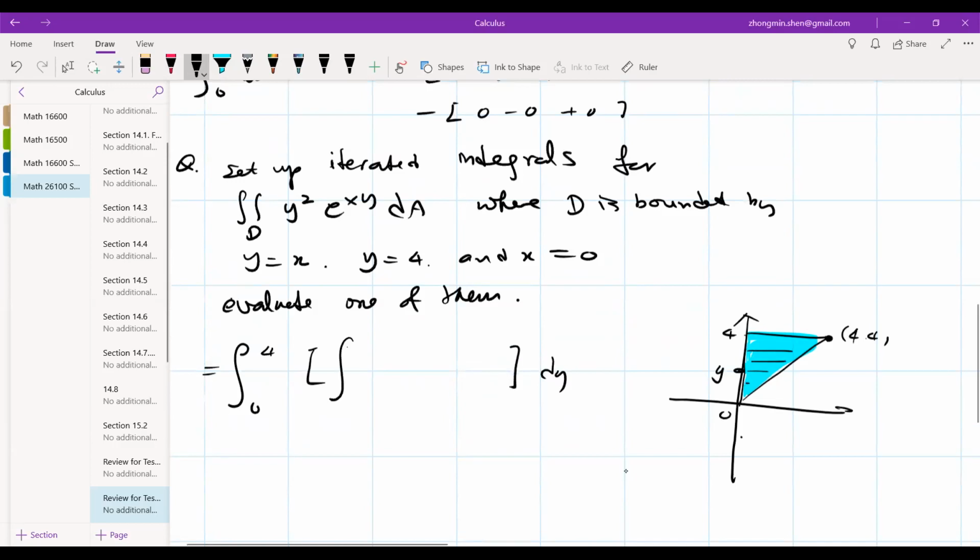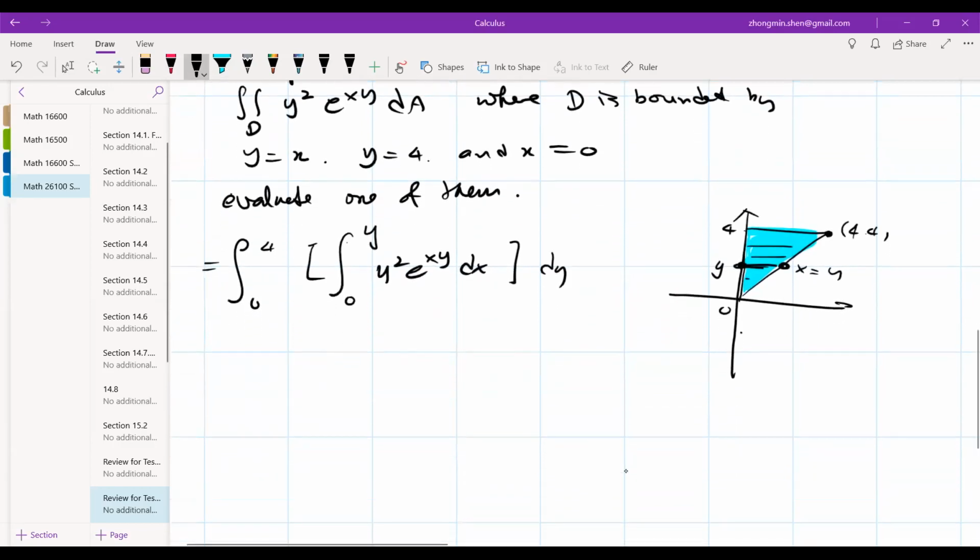Then x is going to run from 0 to some point here. What is the upper bound for x? Well, it's determined by x equals y. So it's 0 to y, because this should be dependent on y. So y squared e to the xy, and then dx.